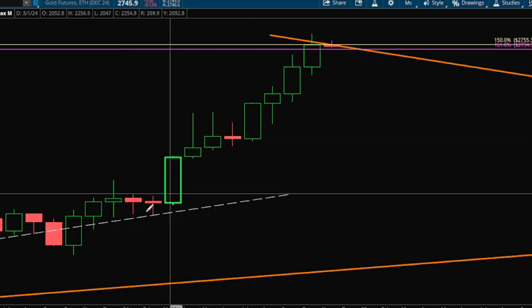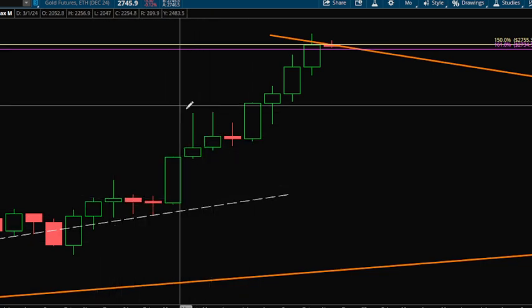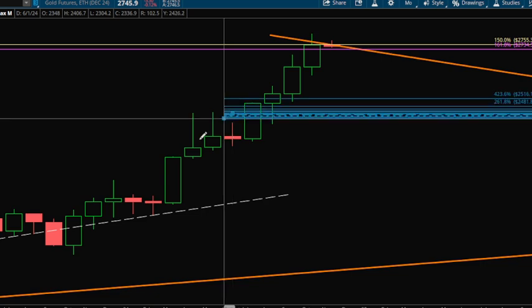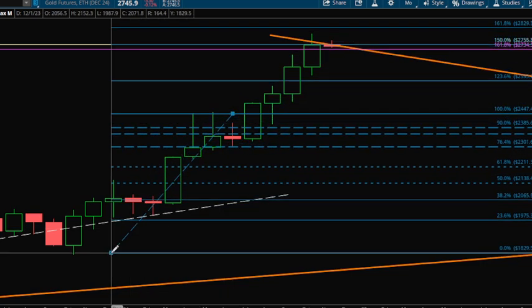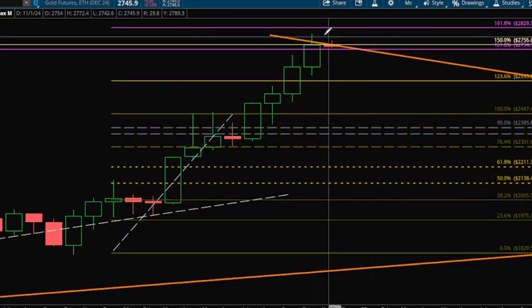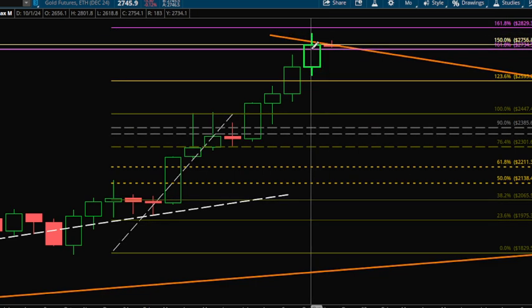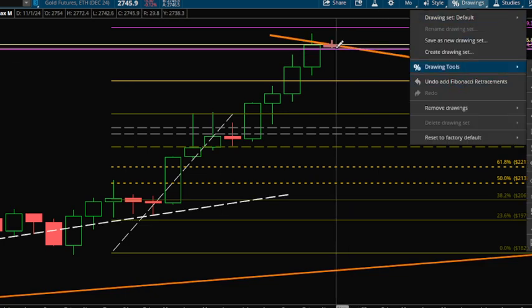Now the question is, do you count this as 1, 2, 3 and this is A, B, and C? And my argument says I think you can. Boom, look at that, pretty close to the 161.8. The candlestick actually closed on the 150. So write that down, push that to the side.